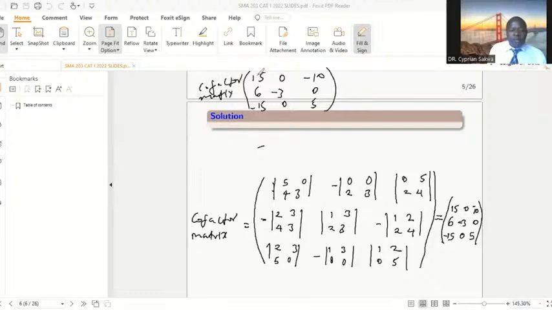And of course, you know that 15 was the minor of the first element. 0 was the minor of the other element. The minors have no signs. 10 was the minor of the third element, and so on. Now, what we want to do now is to get the adjoint. And the adjoint of a 3 by 3 matrix is just the transpose of the cofactor matrix.